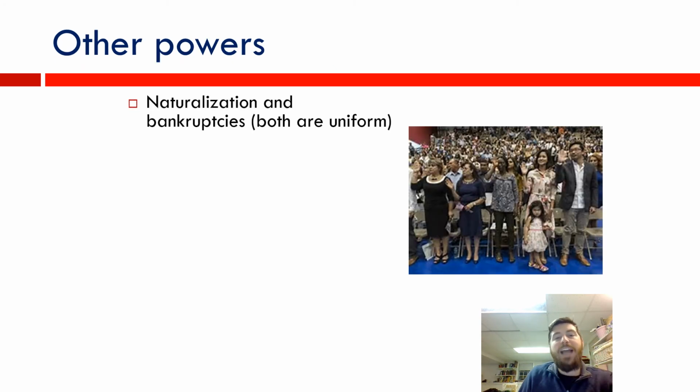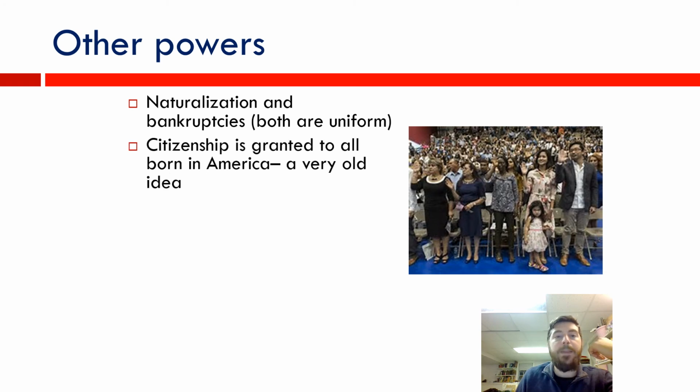Other powers include naturalization and bankruptcies. Both need to be uniform. Naturalization is how to become a citizen. Bankruptcy is what to do when you can't afford to pay your debts.